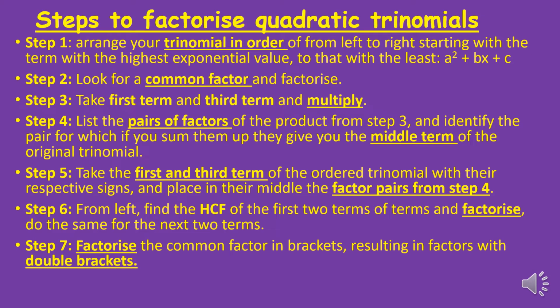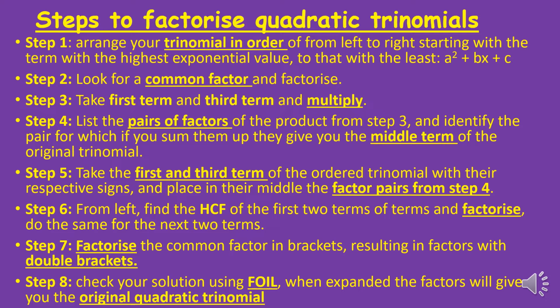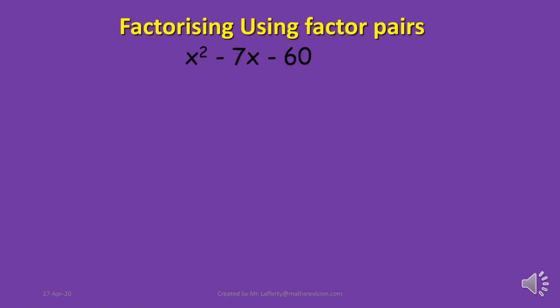Step 7: factorize the common factor in brackets, resulting in factors with double brackets. And step 8: you check your solution using FOIL. When expanded, the factors will give you the original quadratic trinomial. Now, let's check if we can apply those steps.